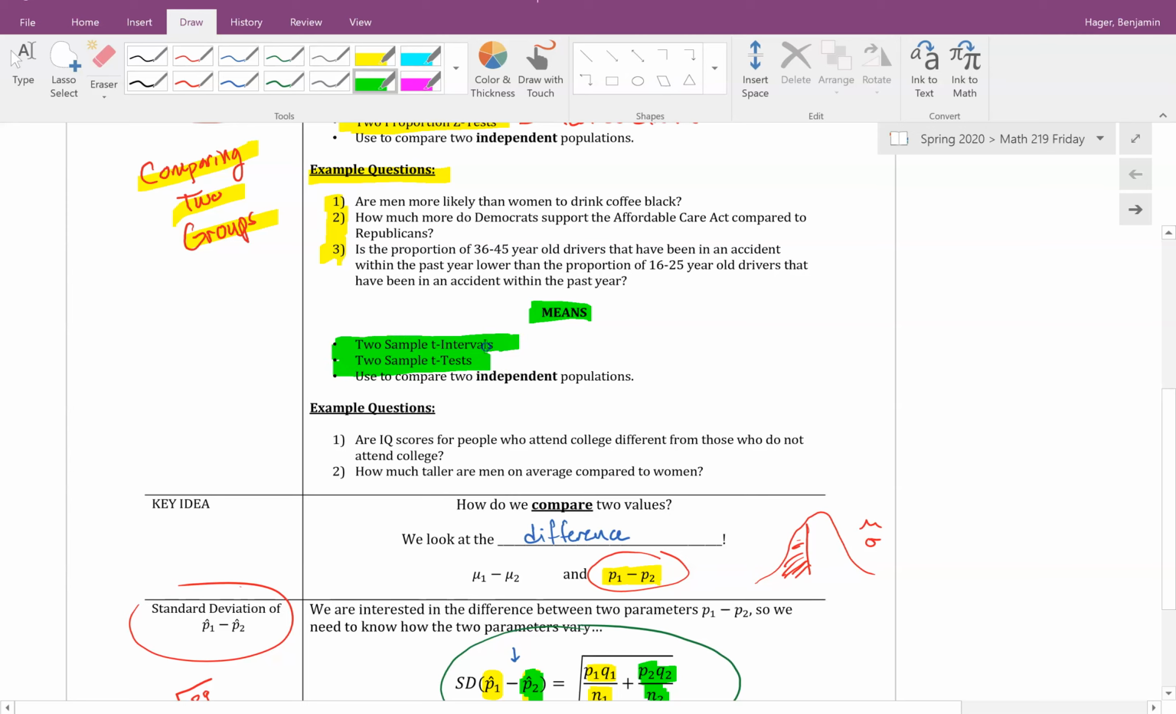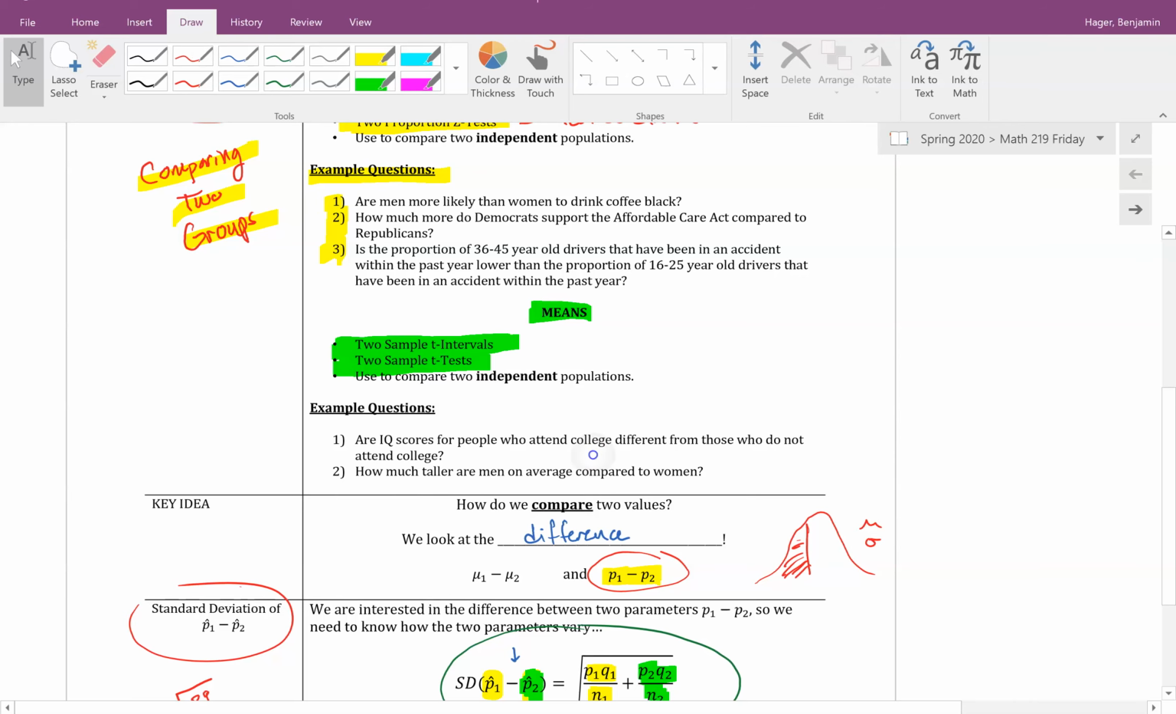Remember, most of the time when you're dealing with means, you do not know the population standard deviation. You only know the sample standard deviation, usually. And so that forces us to use t-statistics as opposed to z-statistics. Okay, so we're looking at t-intervals and t-tests.